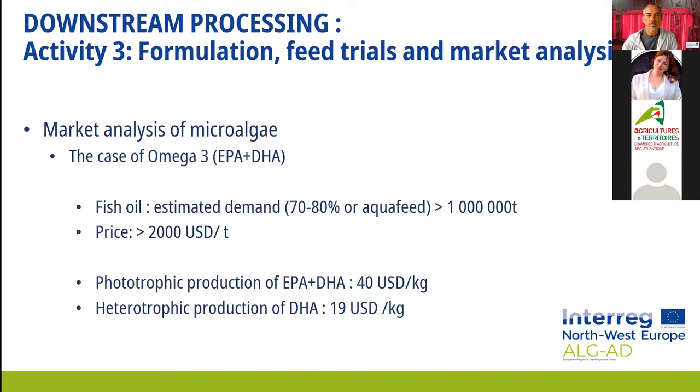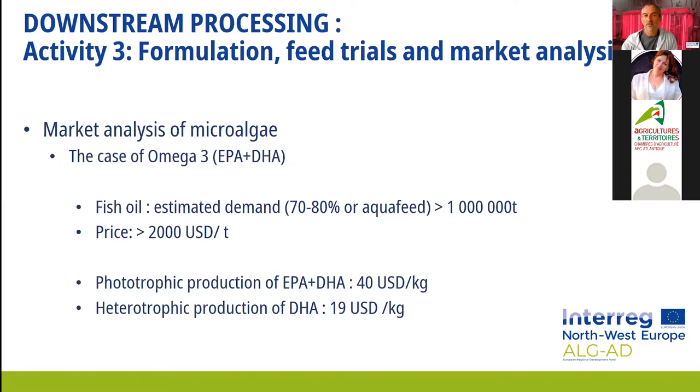So one of the reasons is that most of the EPA-DHA used in the industry come from small pelagic fish oil, which is obtained through large industrial fishing and processing. There is a very strong demand for these compounds, especially in the aquaculture sector. They are using about 80% of the small pelagic fish oils, but also in the sector of the food supplement for human nutrition. So this puts quite some pressure on the price of this commodity.